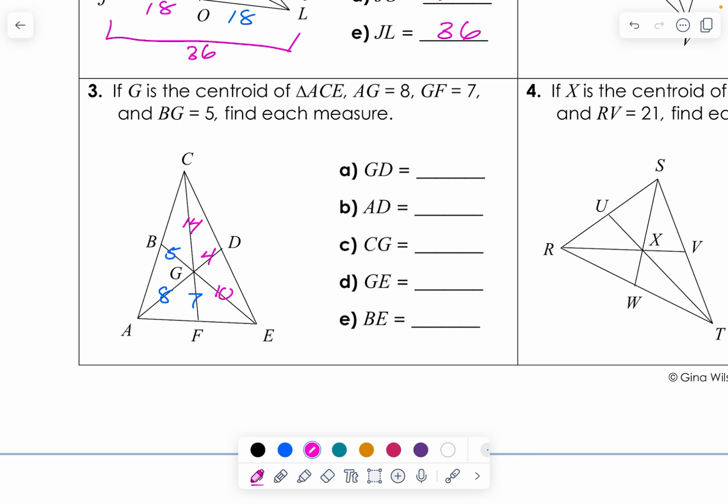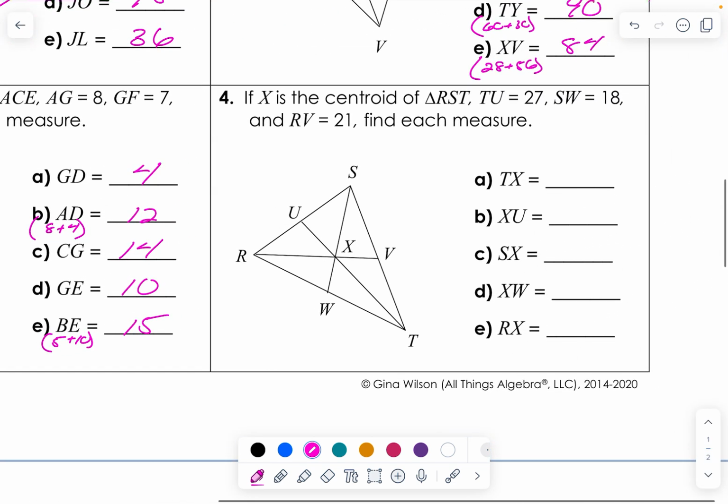So GD, we figured out, is 4. AD is going to be 8 plus 4, or 12. CG, we figured out, is 14. GE, we figured out, is 10. BE, that's the whole thing, 5 plus 10, 15. So again, 2 parts, 1 part.